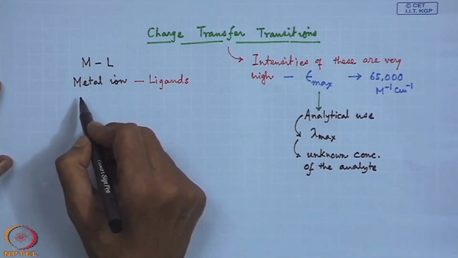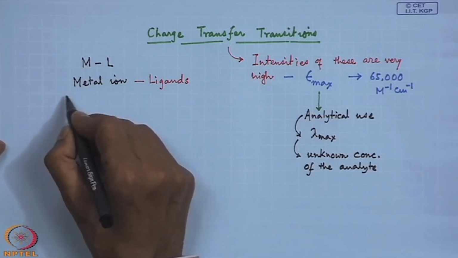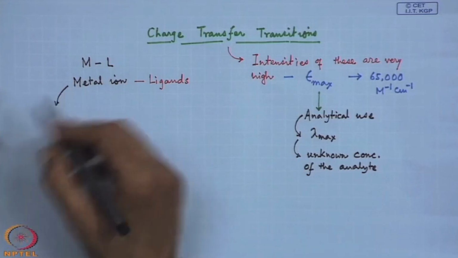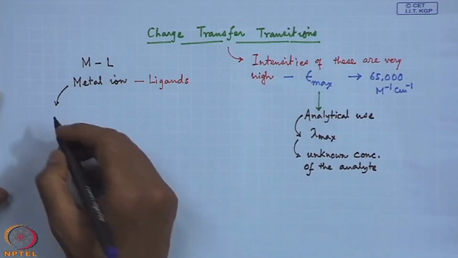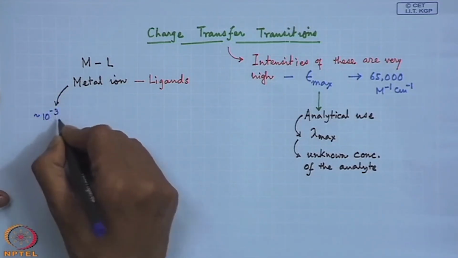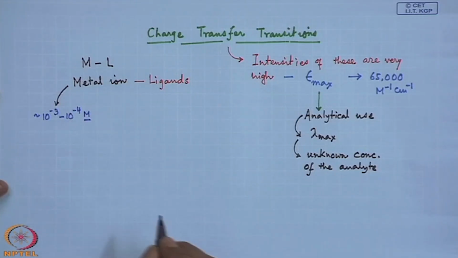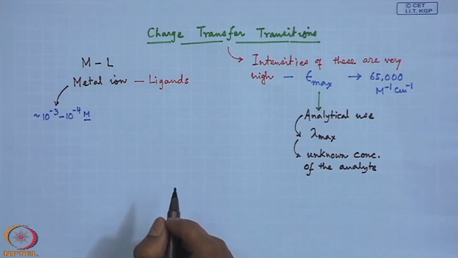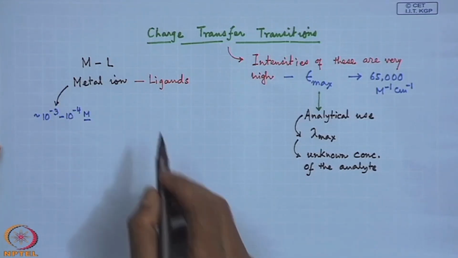So we are also able to detect the metal ion concentration. We can detect very nicely very low concentrations of these metal ions, at the level of 10 to the minus 3 to 10 to the minus 4 molar, by monitoring the corresponding charge transfer band.